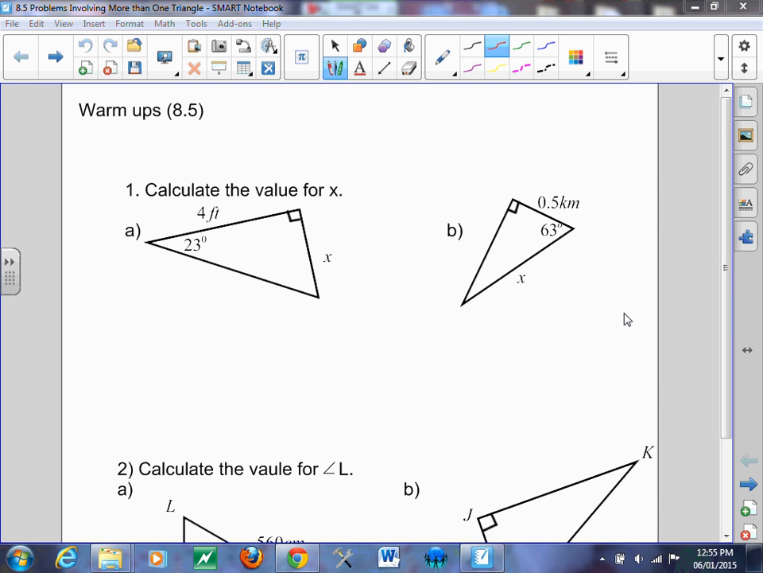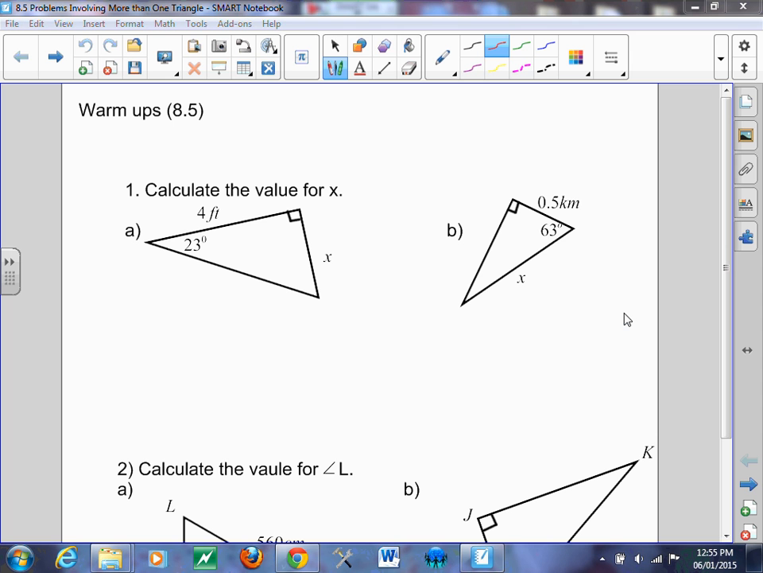Today's lesson is 8.5, and this is problems involving more than one triangle. We're still dealing with right triangles today. Please be aware that we're having an upcoming quiz, probably the next class or the next lesson, and then we're getting into the oblique or non-right triangle trig.